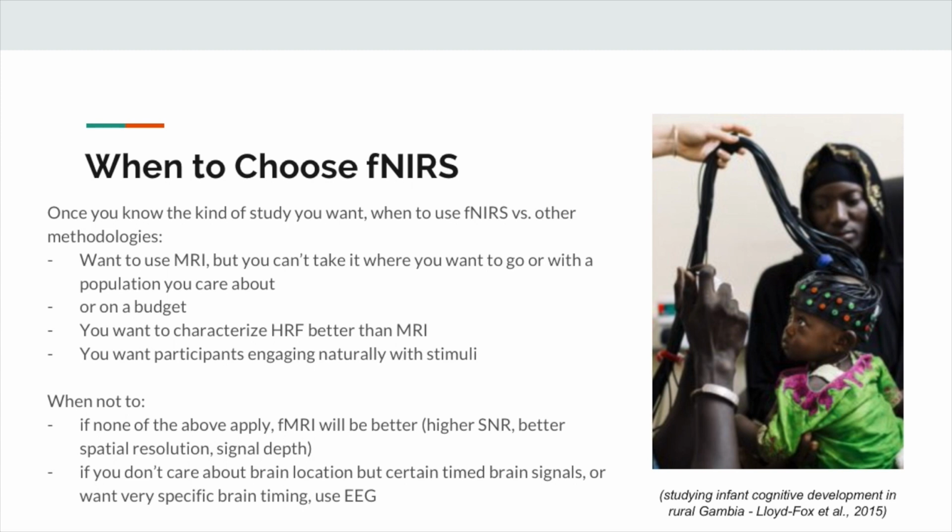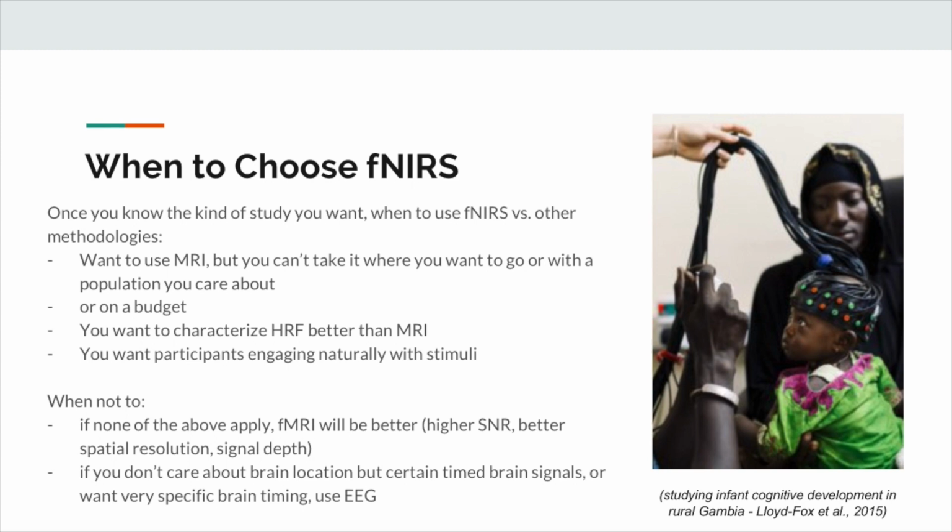Now, when not to use fNIRS. We learned about the drawbacks of fNIRS earlier in this lecture, so if none of the above attributes apply, we know that, for instance, MRI is just going to get a much better spatial resolution, it's going to get deeper brain recordings, and it has a higher signal-to-noise ratio as well.